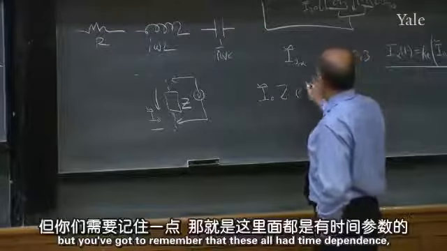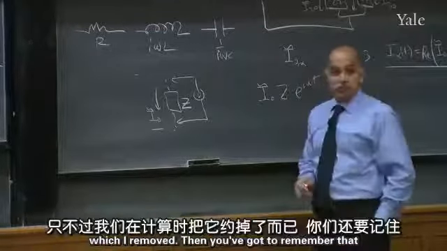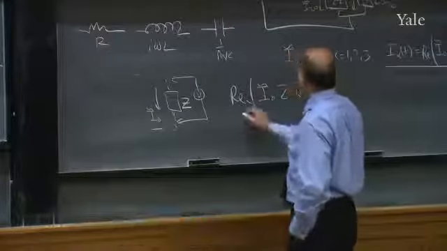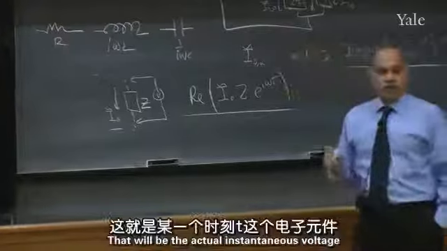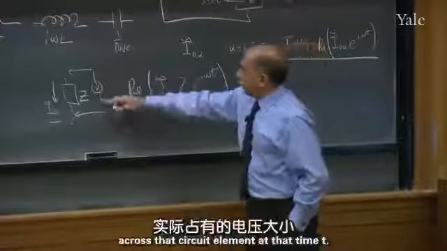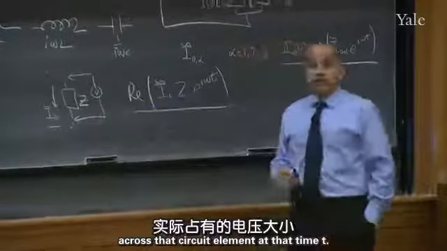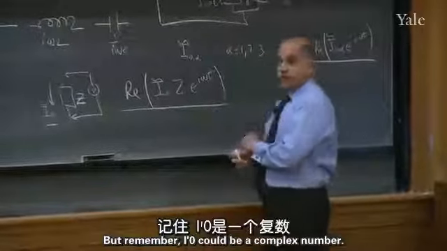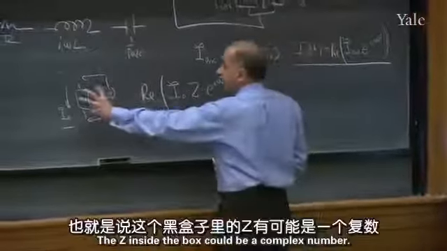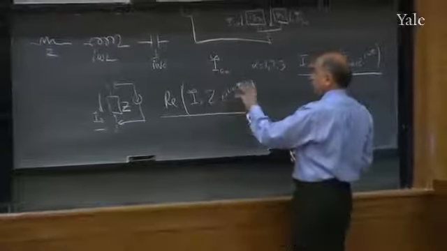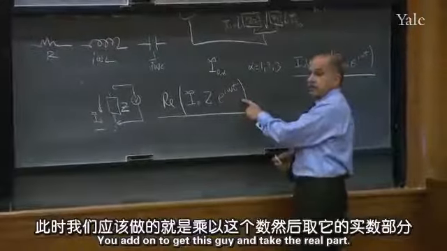But you've got to remember that these all had time dependence, which I removed. Then you've got to remember that I should take the real part of the answer. That will be the actual instantaneous voltage across that circuit element at that time t. But remember, I0 twiddle could be a complex number. The Z inside the box could be a complex number. When you multiply them, you get lots of complex numbers. You add them up to get this guy and take the real part.